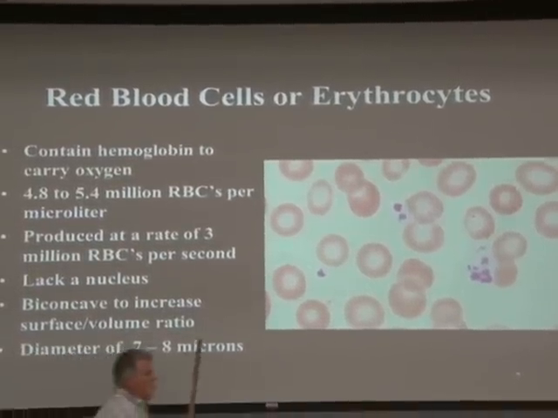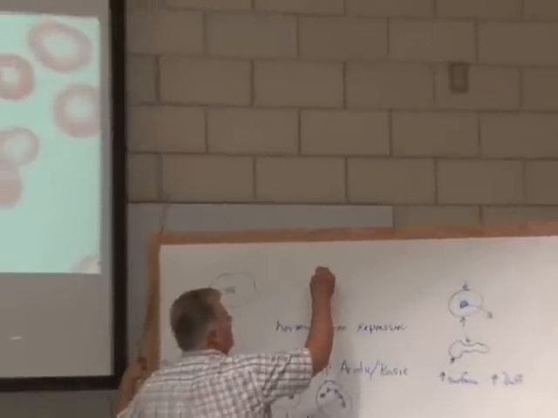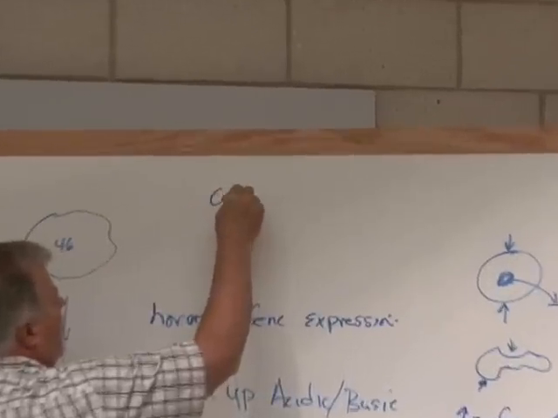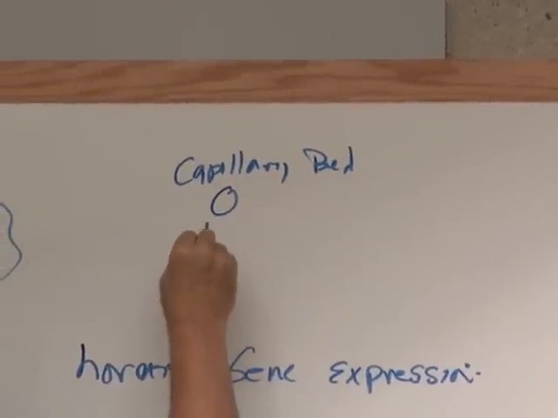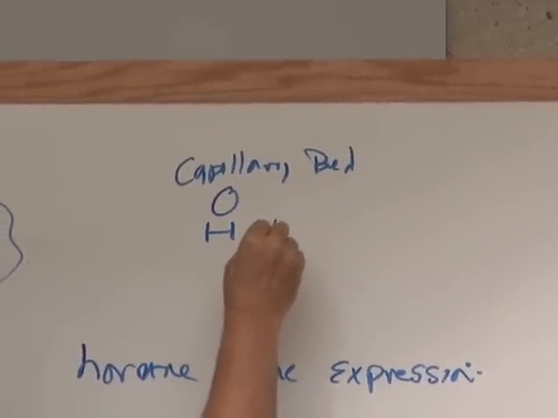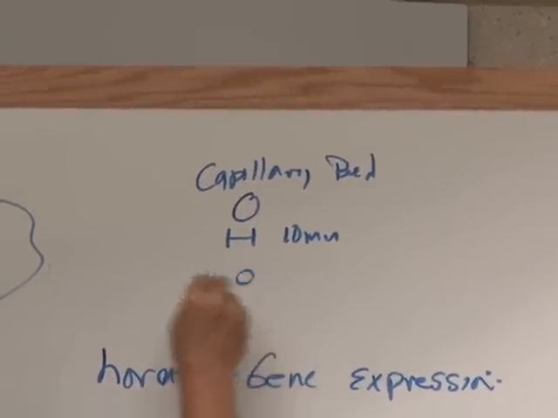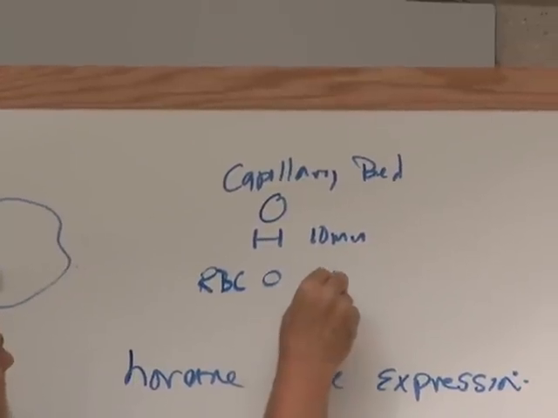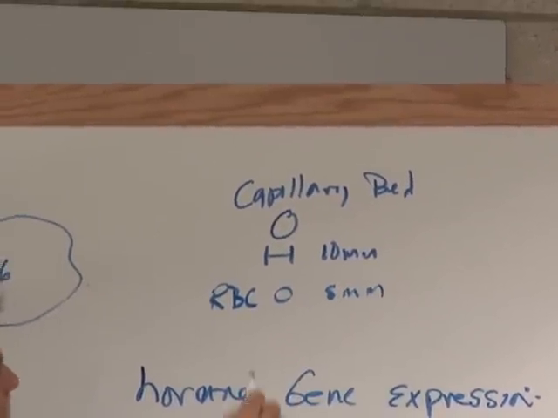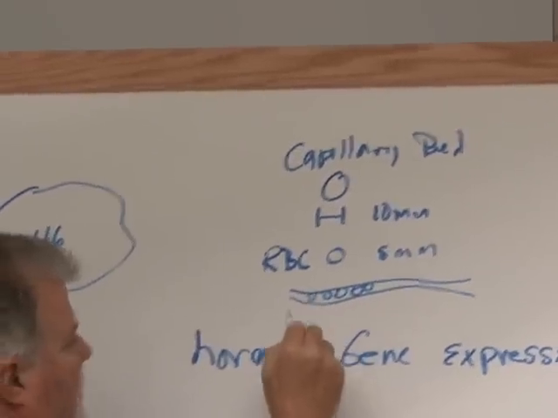And they're reasonably small. So the average diameter of a capillary bed is 10 microns. And the average diameter of a red blood cell is 8 microns. So what happens in capillary beds is red blood cells have to go through in single file to get through a capillary bed.